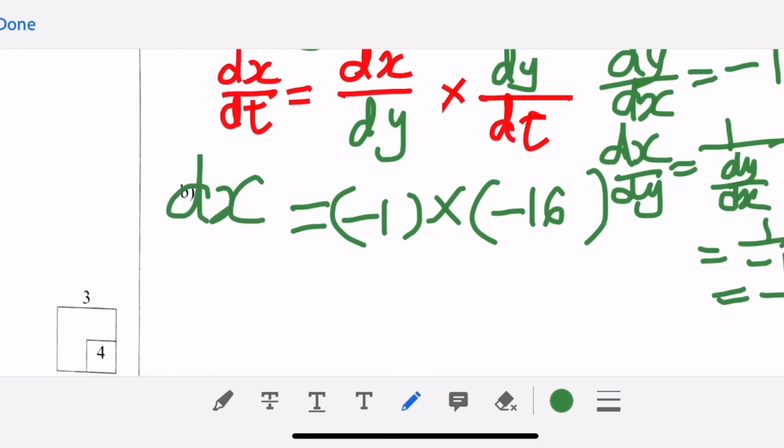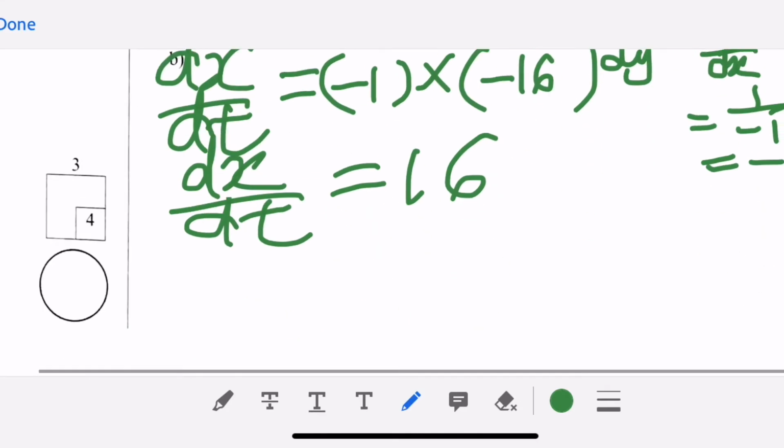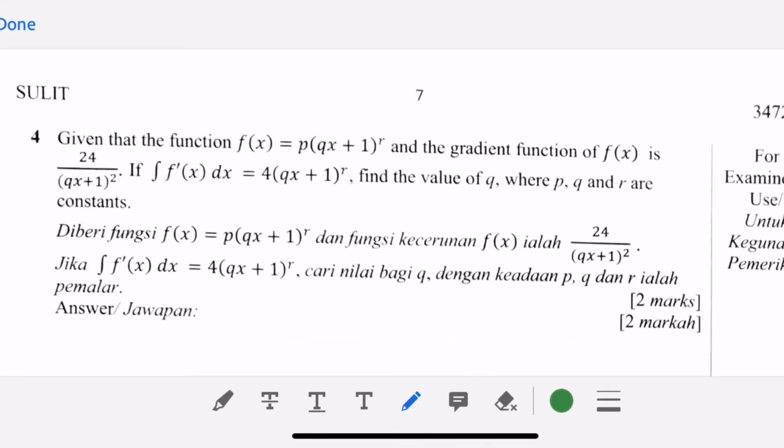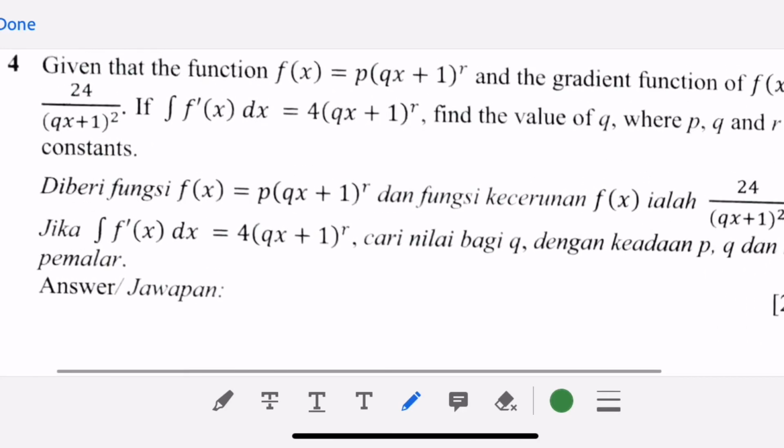So your dx/dt is given by negative 1 times negative 16. So you get positive 16. Okay, that is how you do the rate of change. So every time you do rate of change, you read the question carefully and you convert to a d-something, and then you do the same like what I teach you.